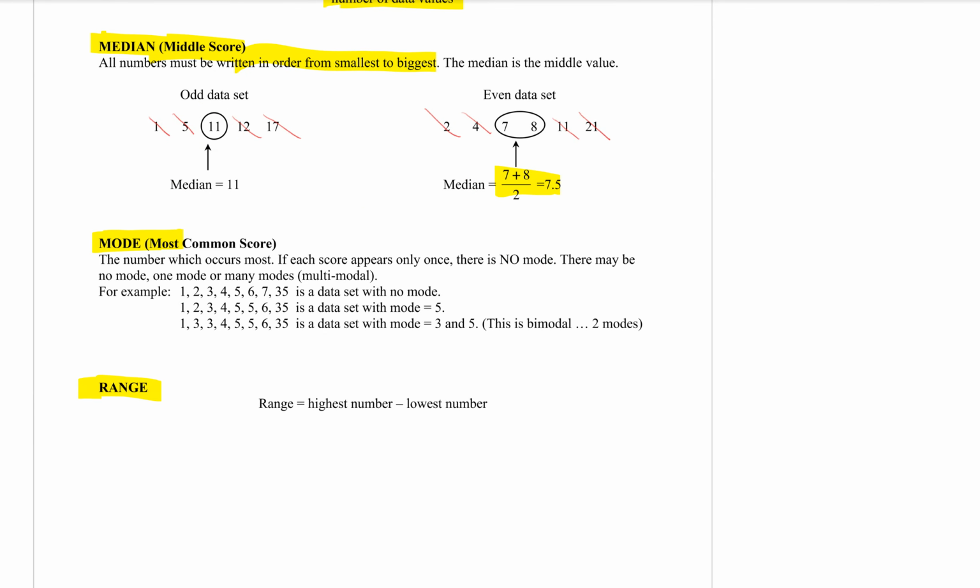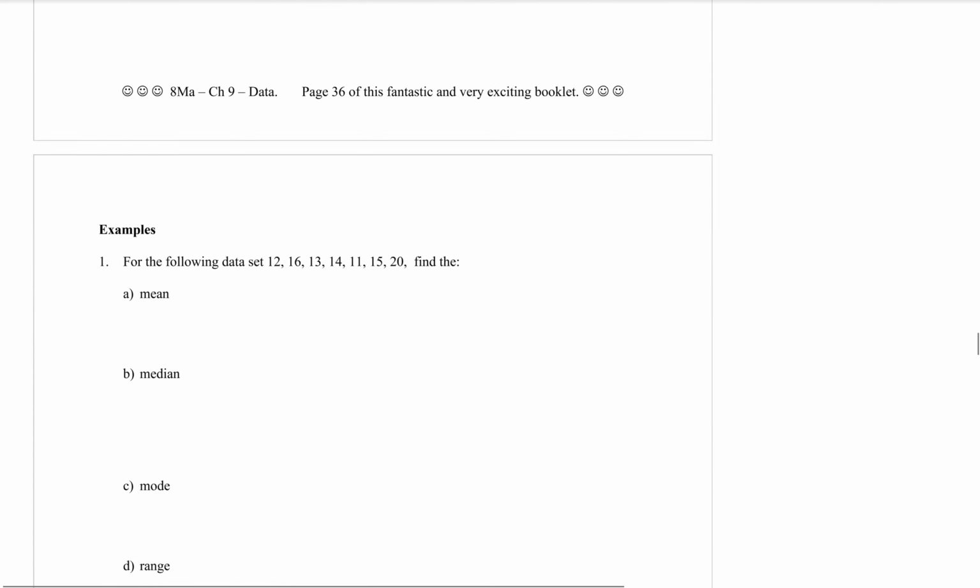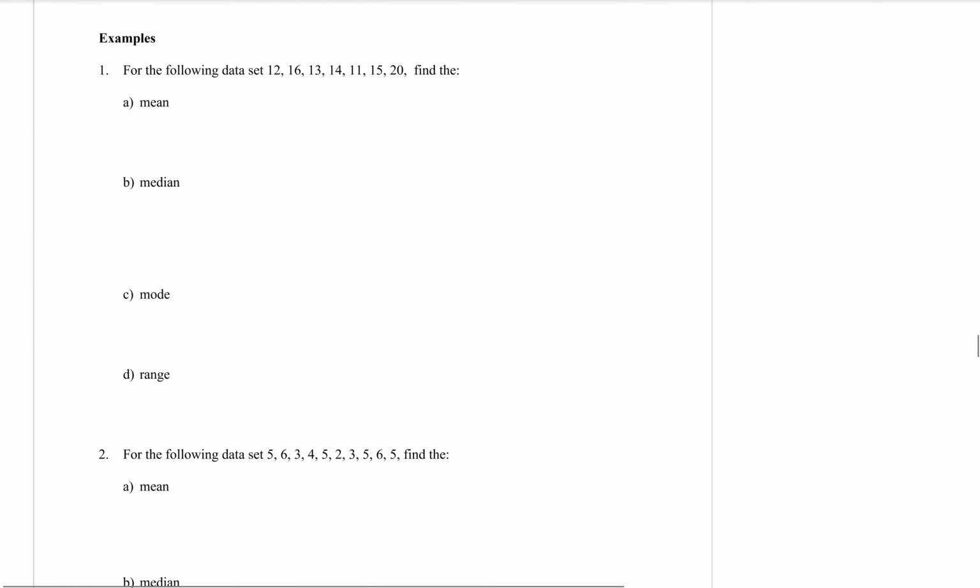The range is the highest score that you have in your data minus the lowest score. Okay, so if you went back to these scores up here, it'd be 35 minus 1, so the range would be 34. Okay, so that's just briefly going through each of them. Now we get to practice finding them.